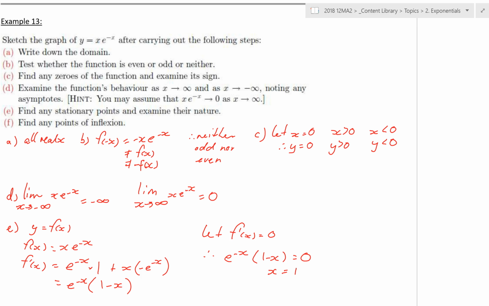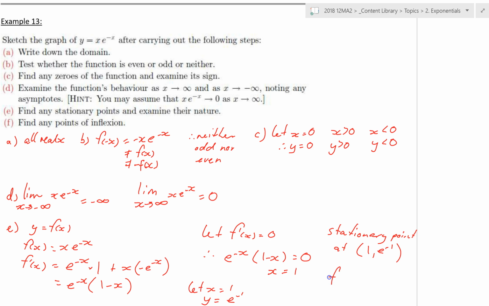Okay, so let x equal 1. Therefore y equals 1 times e to the negative 1. y equals e to the negative 1. So I have a stationary point at (1, e to the negative 1). Right, there's a stationary point. But is it a maximum? Is it a minimum, or is it a horizontal point of inflection? Well, we'll need to find the second derivative.